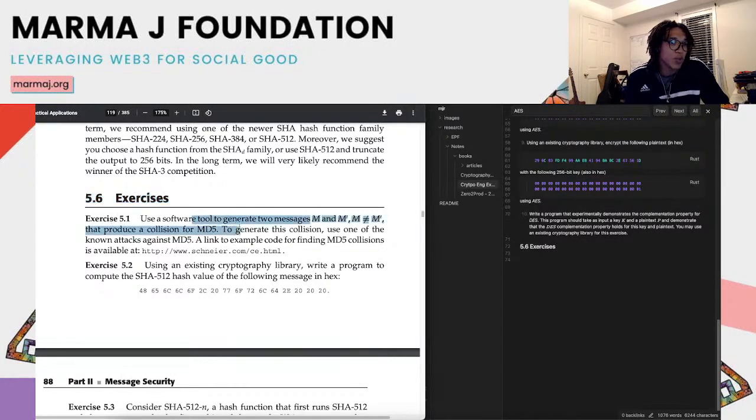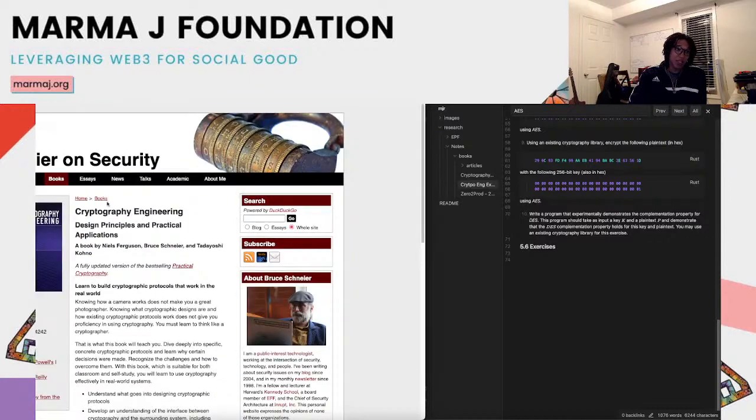Use a software tool to generate 2 messages, M and M prime, where M is not the same as M prime, so 2 distinct messages that produce a collision for MD5. To generate this collision, use one of the known attacks against MD5. A link to example code for finding collisions is available here. That seems like a useful exercise.